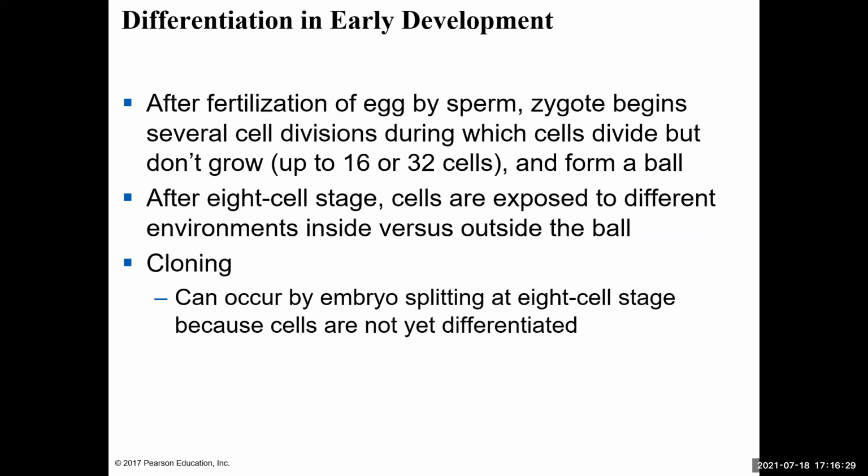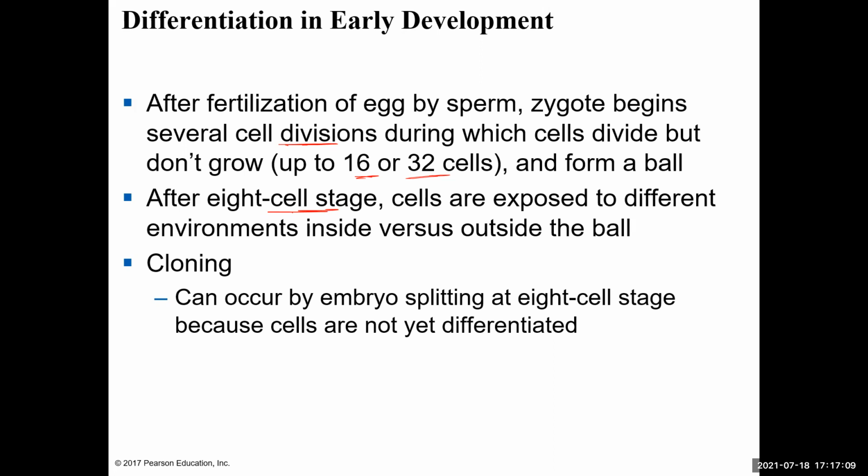Which is typically regulated by how often that gene is transcribed and translated into a protein, whether it's present in the cell or not present, whether there's a lot of it being expressed or very little being expressed, and so on and so forth. After fertilization, the zygote will have a couple of cell divisions where it divides from 16 to 32 cells, and it forms a ball, what's known as a blastula. After this 8 cell stage, the cells are exposed to different environments.